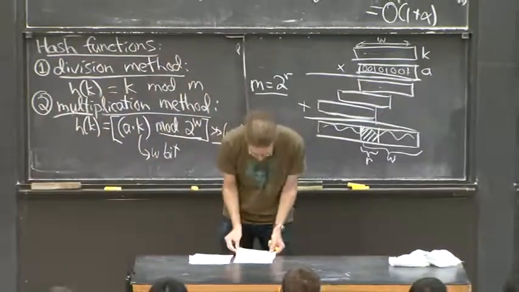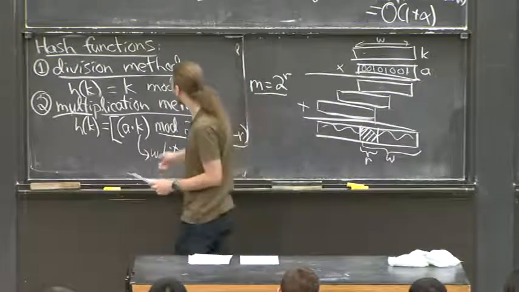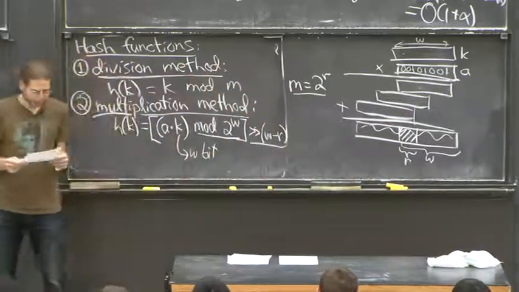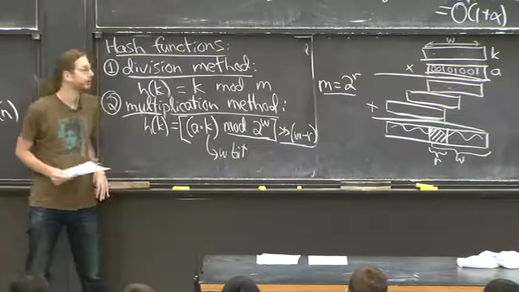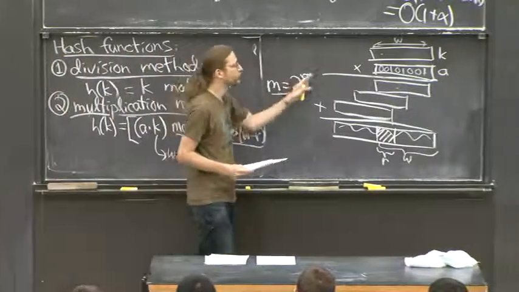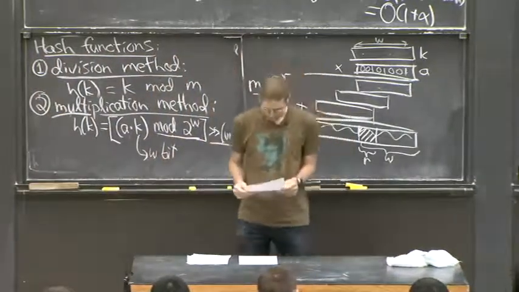I have some things written here. A better be odd. Otherwise, you're throwing away stuff. And it should not be very close to a power of 2. But it should be sort of in between 2 to the r minus 1 and 2 to the r. Cool.